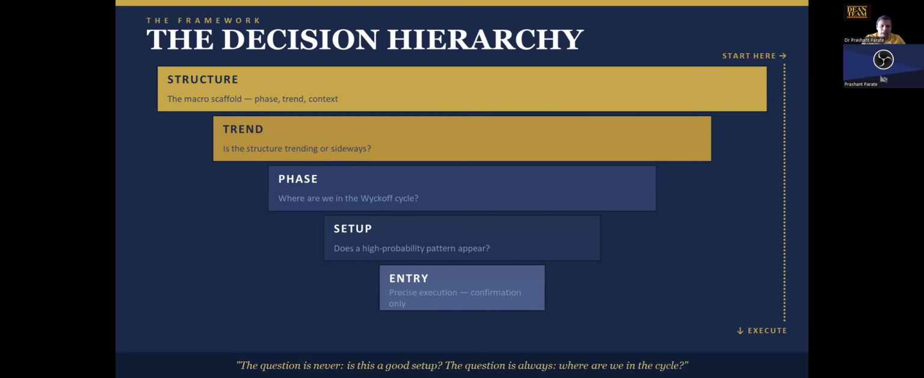So what should be the decision hierarchy? First, we have to think about structure, then think about trend, then phase, then setup, then entry. What does this mean? First, we have to understand what is the structure. Is it a structure of markup phase after a good accumulation schematic has developed? Like there was some accumulation and a breakout, and the phase is this. We are into markup phase when prices are expected to keep going higher and higher. So if this is a phase, I will look for breakout entry.